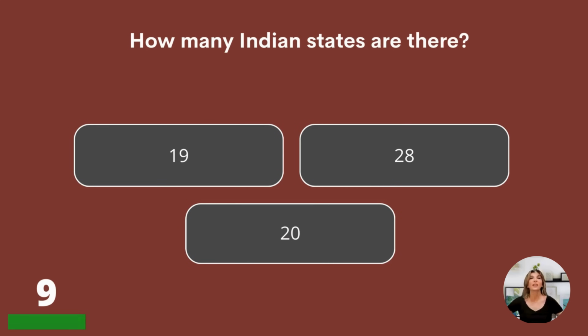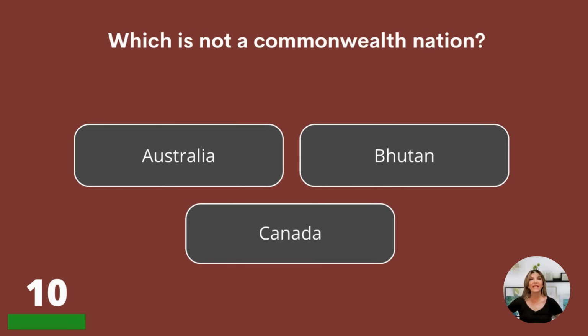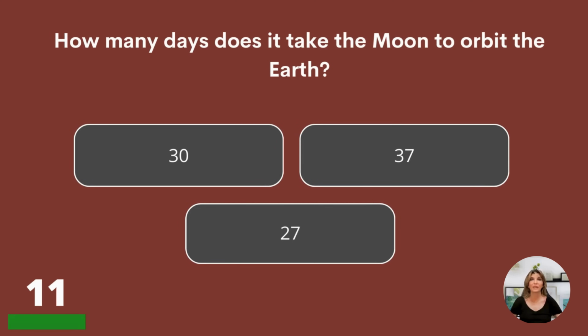How many Indian states are there? 19, 28, or 20? 28. Which is not a Commonwealth nation? Australia, Bhutan, or Canada? Bhutan.